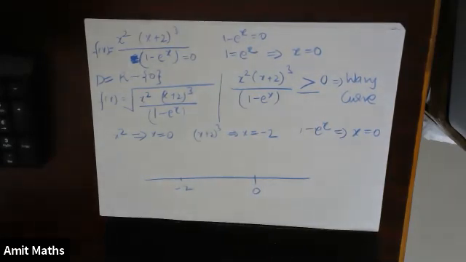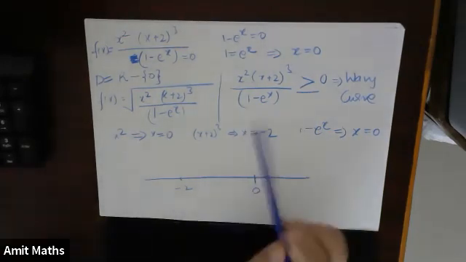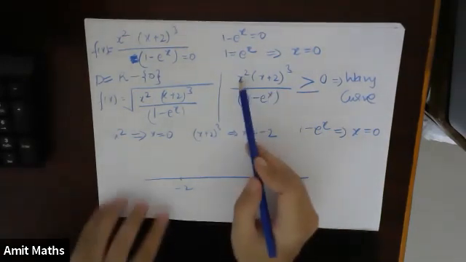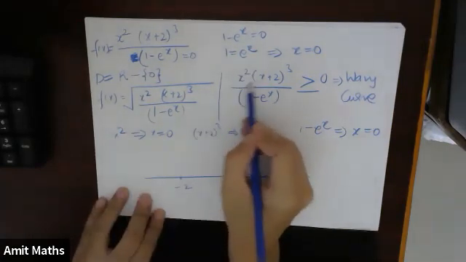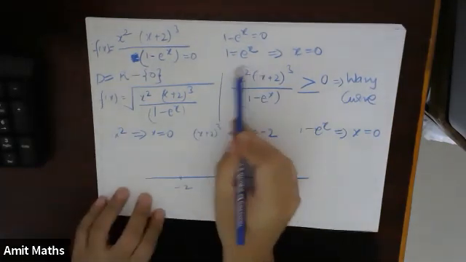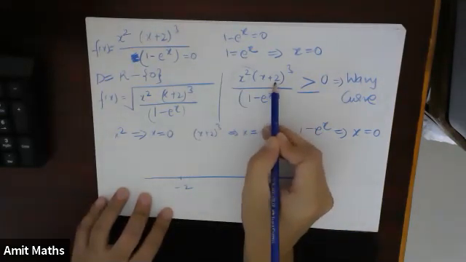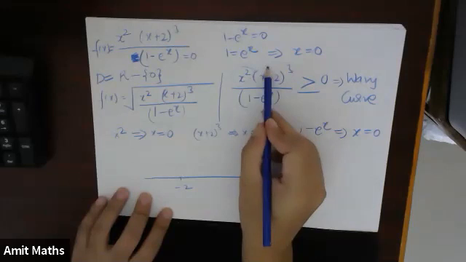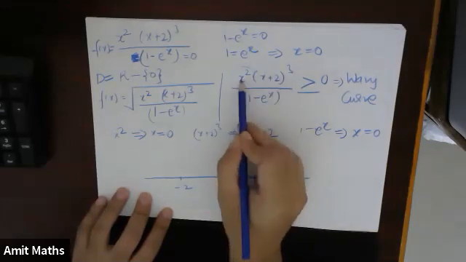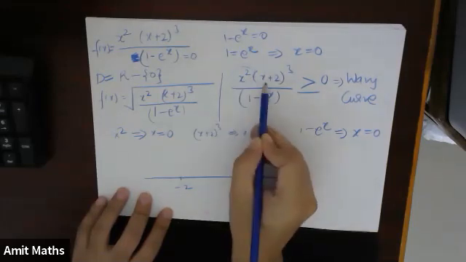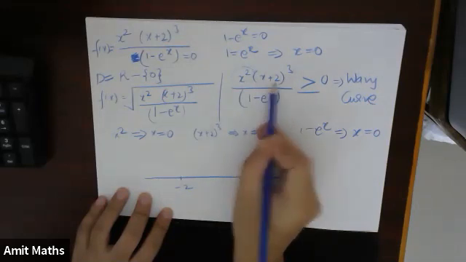Suppose the largest number I can think of is 100. Okay. 100 squared, so this first part will be positive. Then (100 plus 2) cubed, this part will also be positive. So that means in the numerator, these two parts are positive.